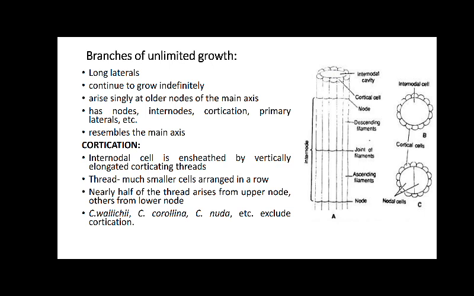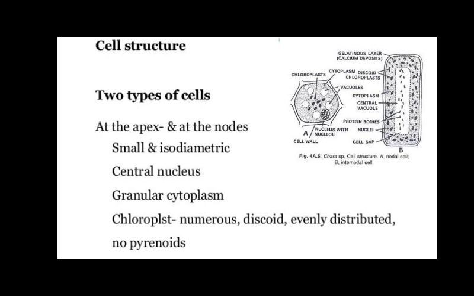Some come from the upper node and some come from the lower node, and both of them meet at the center, covering the entire internodal cell. So this is a peculiarity of Chara species, the presence of cortication. And when we look inside the cell, you can see there are two types of cells. At the apex and at the nodes, you can see small isodiametric cells with a central nucleus and granular cytoplasm.